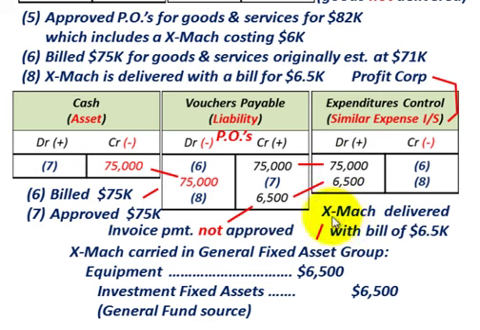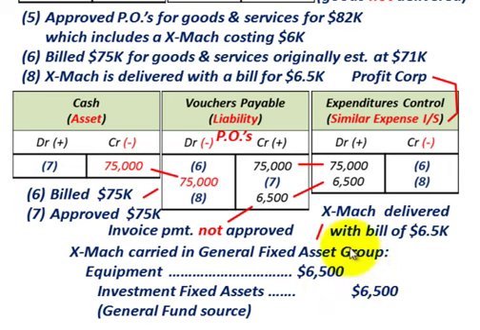Now, again, just looking at this X machine delivered with the bill of $6,500, this X machine is going to be carried in our general fixed asset group under your equipment for a $6,500 debit amount, and then we'd have an investment in our assets, a $6,500 credit amount.